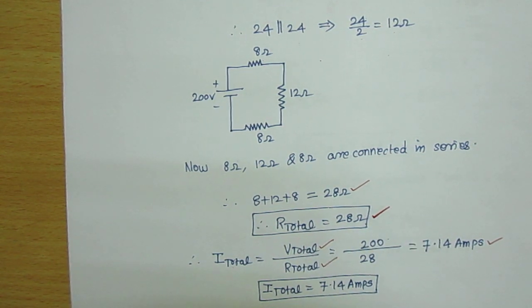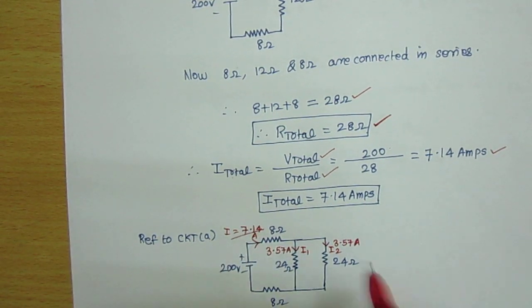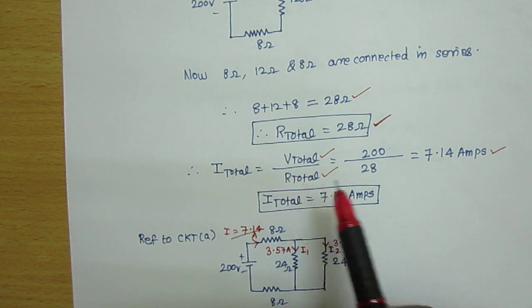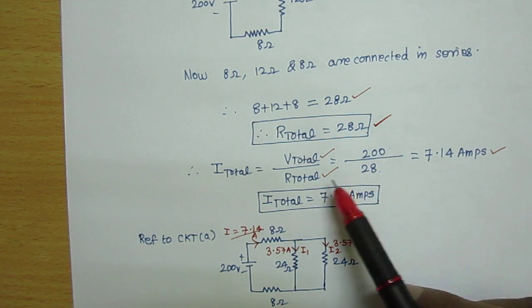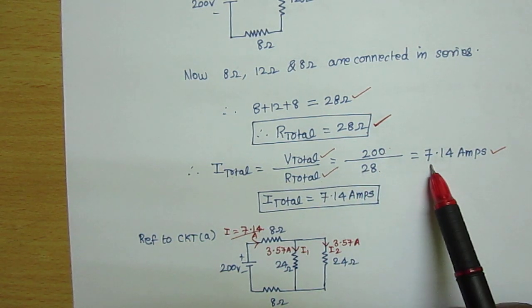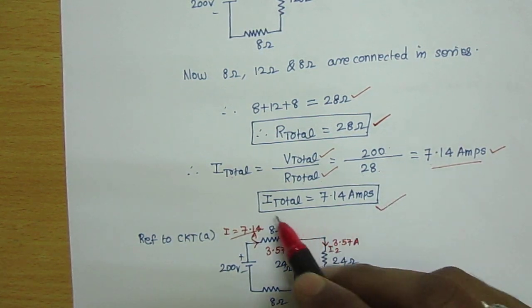Already we know that according to Ohm's law, I is equal to V by R. So I total is equal to V total by R total, that is 200 divided by 28. 200 is the total voltage given in the question, and R total is the total resistance we just found. So the total current is 7.14 ampere. This is our answer for the total current.